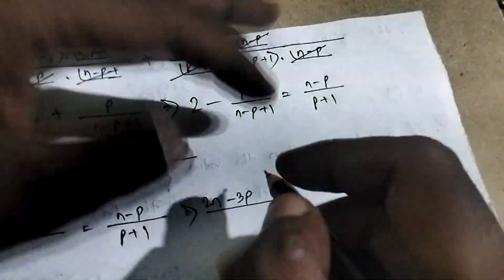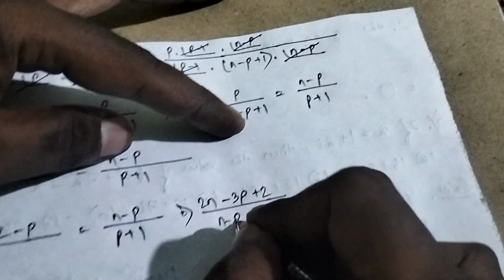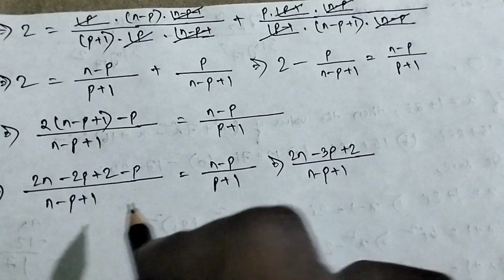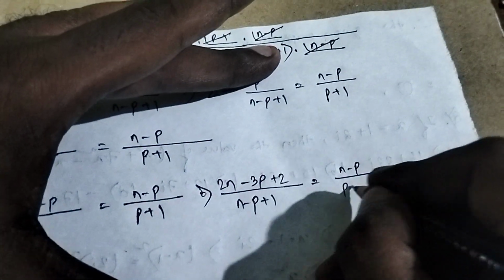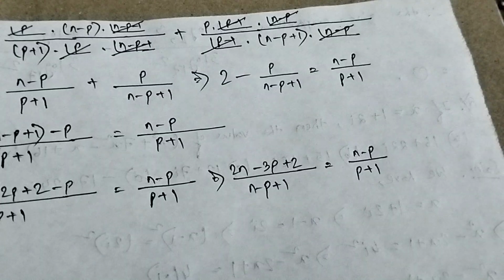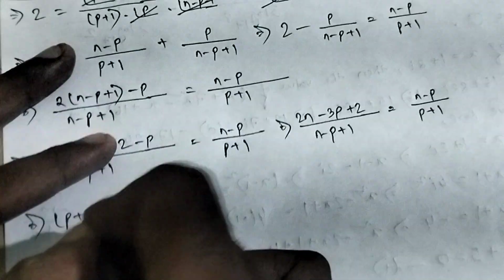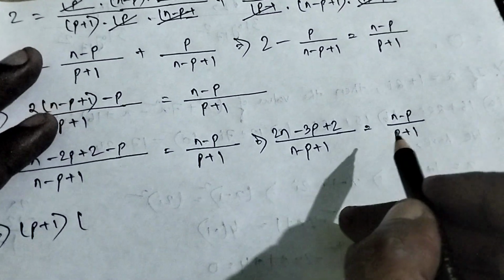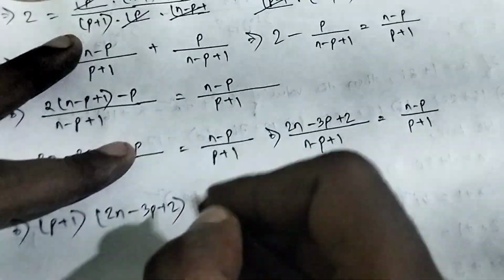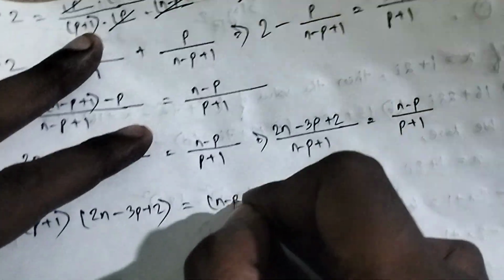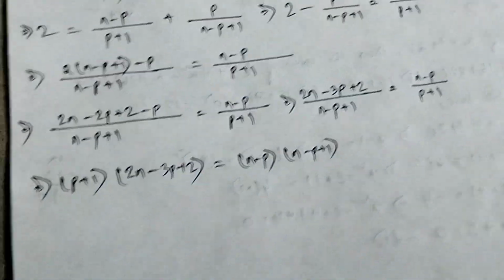Minus 2p minus 3p plus 2 by n minus p plus 1 is equal to n minus p by p plus 1. Okay, so now I will do direct multiplication. P plus 1 into this cross multiplication, this will go up, into 2n minus 3p plus 2, n minus p into n minus p plus 1. Okay, this will go up. Clear?